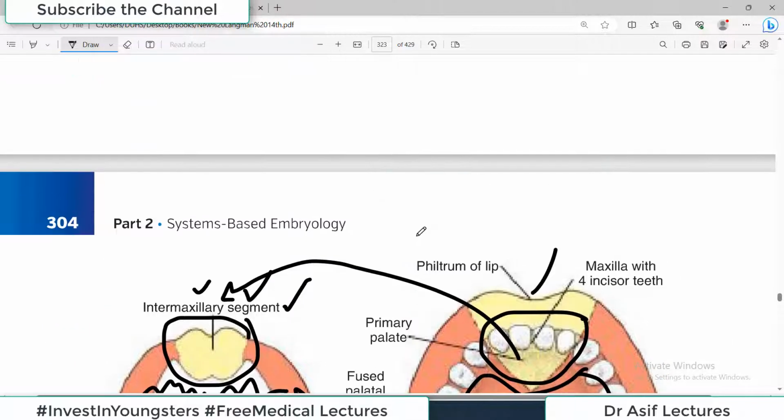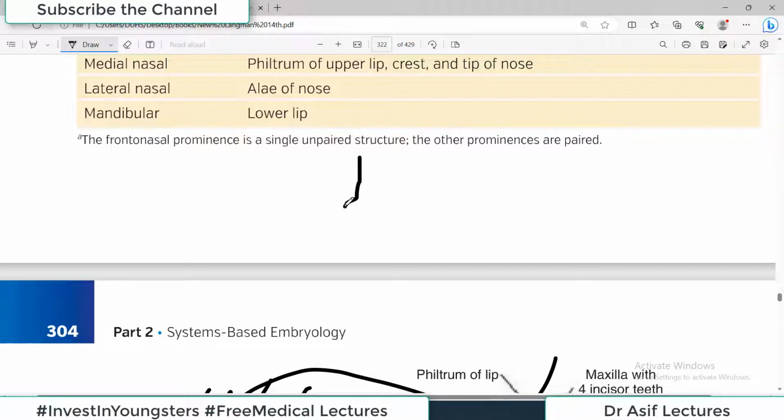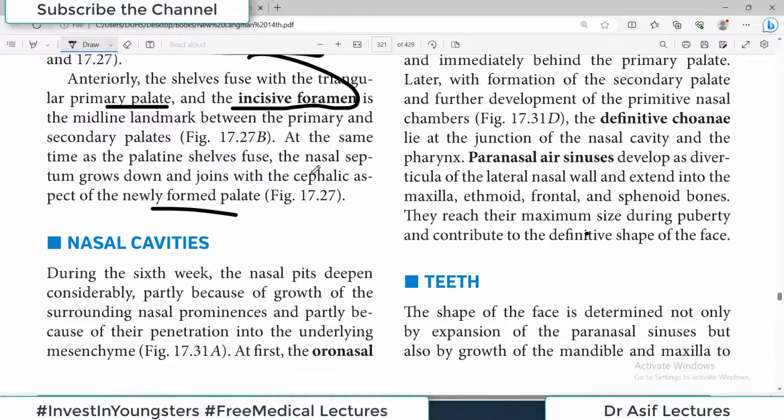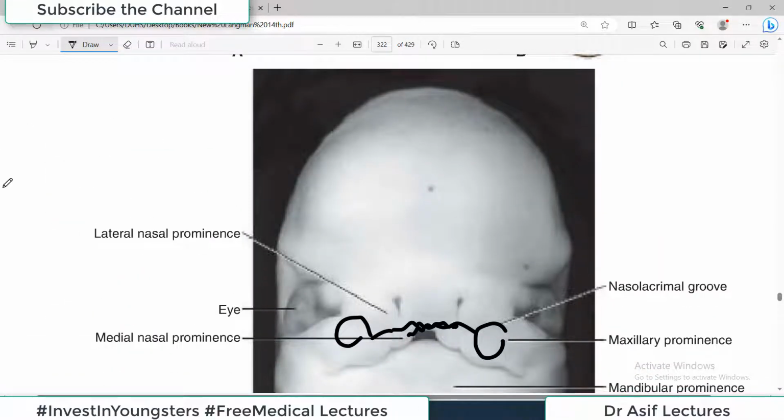और अगर मैं इसको साइड वाइज बनाऊं तो ऊपर से नेजल सेप्टम भी, अगर हार्ड पैलेट है तो इस हार्ड पैलेट पे ऊपर से नेजल सेप्टम आके फिक्स होता है. This is what they are mentioning here, that at the same time as the palatine shelves are fusing, the nasal septum grows down and joins the cephalic end of the newly formed palate. So अगर ये न्यूली फॉर्म्ड पैलेट है, मैं साइड व्यू देख रहा हूं, तो ऊपर से नेजल सेप्टम आके इस पर लग जाएगा towards the cephalic end of the palate.